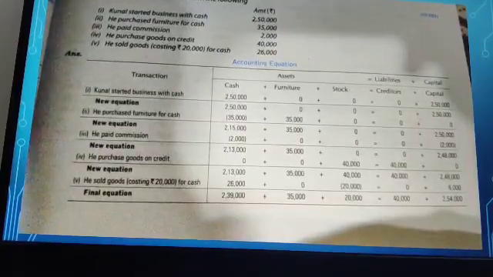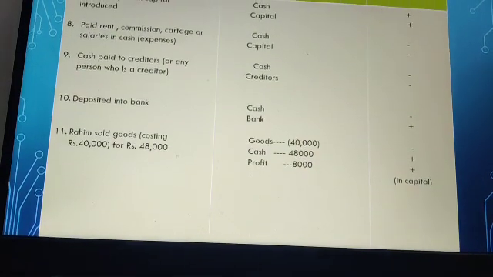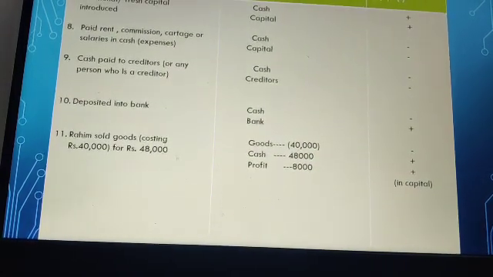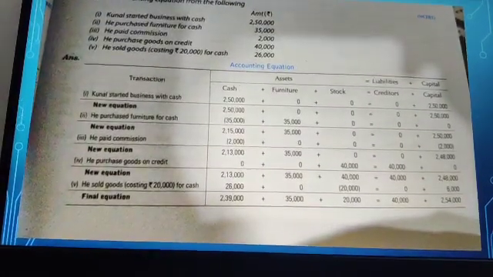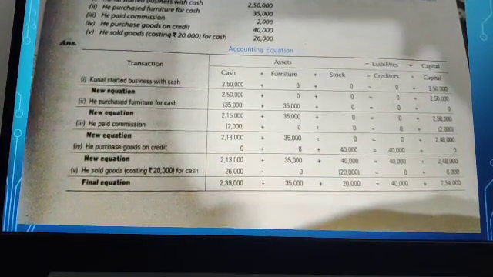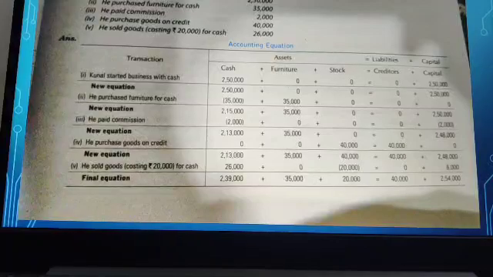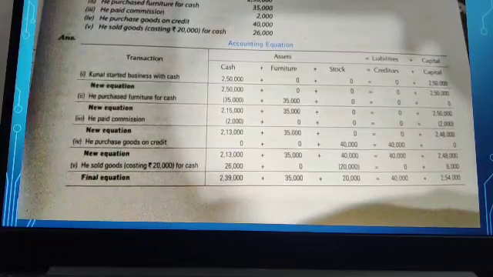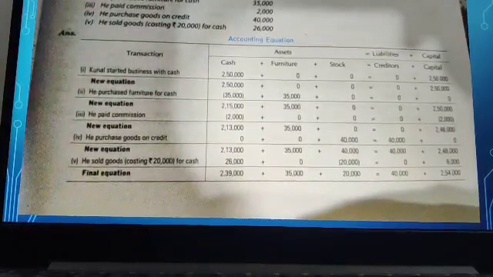Next transaction comes: he paid commission, and as we discussed, commission being an expense, you are going to reduce your cash and your capital. We did that. We are going to reduce 2,000 under your cash section and in a similar way from your capital section. He purchased goods on credit, rupees 40,000. Two accounts to be affected: one is your stock and another one is your creditors. Creditors being a liability, it will be recorded under your liability section. Creditors plus 40,000, stock plus 40,000.